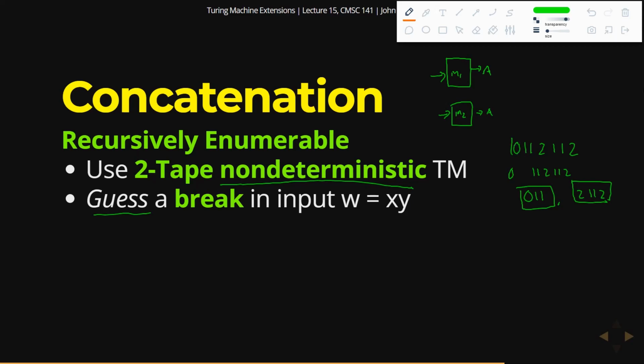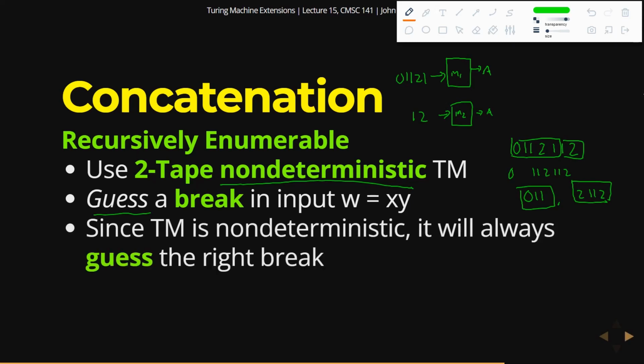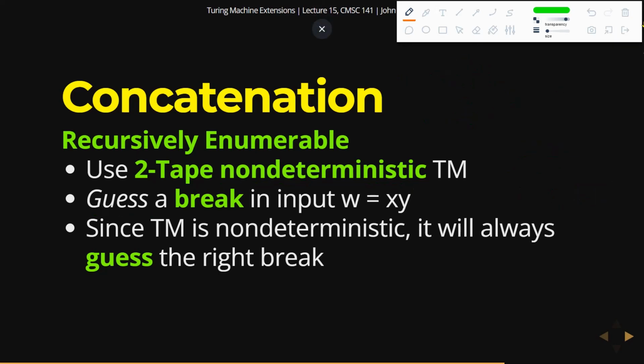Maybe the break is something like this, and then 1 2. So we will feed 0 1 1 2 1 to M1 and then 1 2 to M2, something like that. So we'll guess a break in the input, and since it's non-deterministic, it will always guess the correct break, and we will accept it if both of them accept. So it's also accepted. That's concatenation for recursively enumerable.